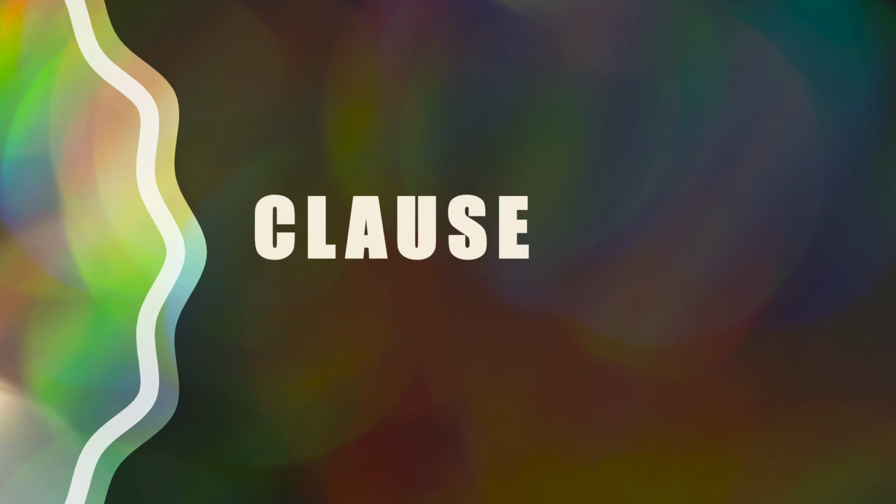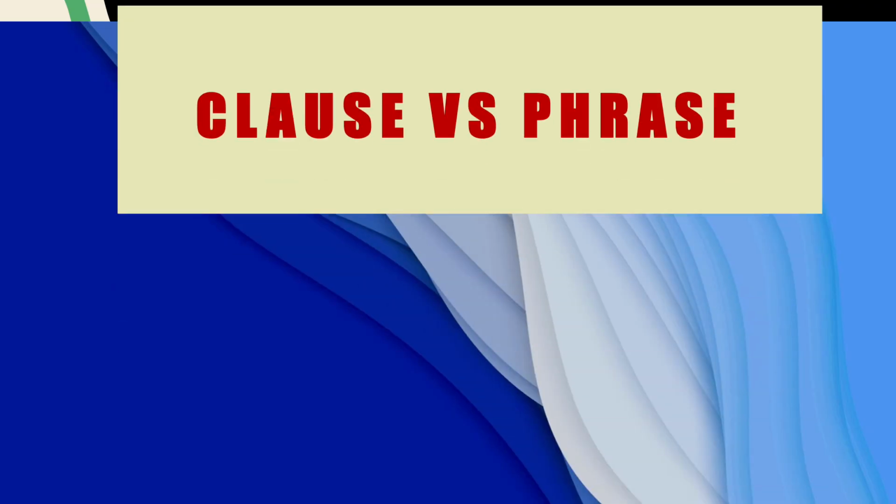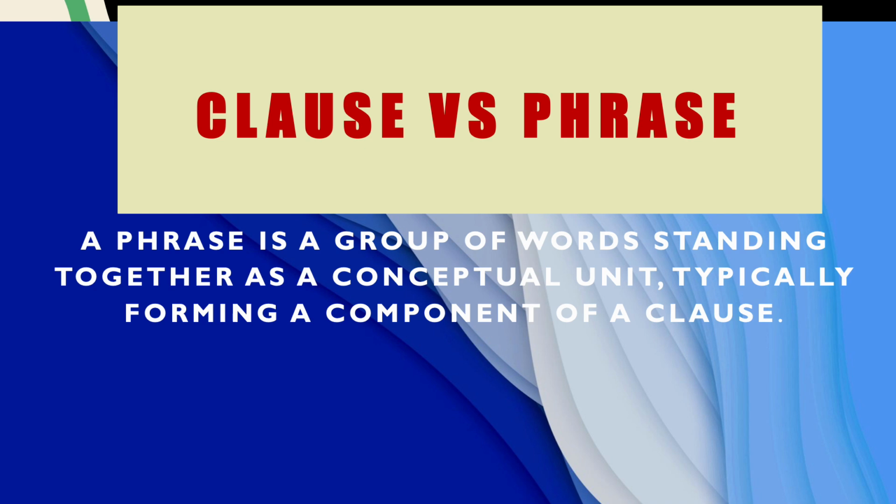Today we are going to learn about clause and its different types, that is the main clause and the subordinate clause. What is a clause? What's the difference between clause and phrase? And what are the main types of clauses? That's the main clause and the subordinate clause and the difference between them.